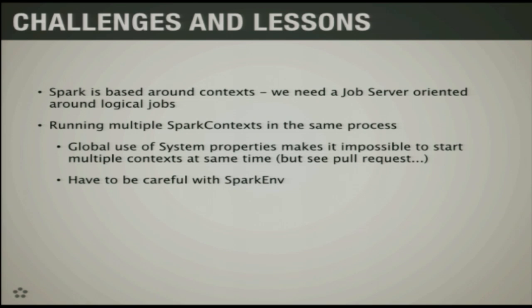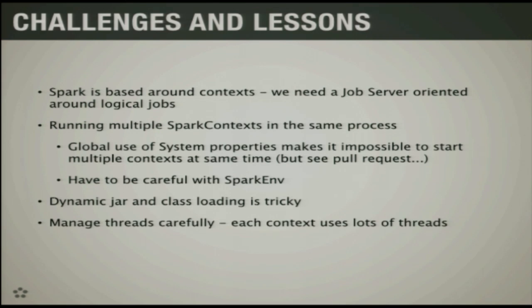Now, running multiple Spark contexts in the same process, this is something that we've achieved with the job server. There's a bunch of tricks, though, such as Spark's use of global system properties. There are some ways. One of the things that are coming up in Spark is a configuration change that will help solve this problem. Dynamic jar and class loading is tricky. And you need to manage threads very carefully because each Spark context allocates a new thread pool, and so you end up with potentially a lot of threads.